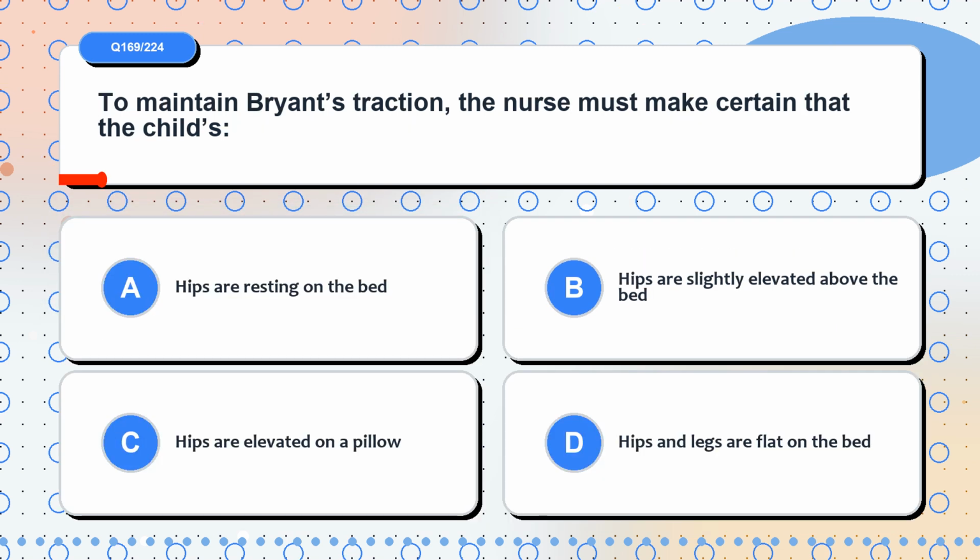Question 169. To maintain Bryant's traction, the nurse must make certain that the child's. Here are the options. Option A. Hips are resting on the bed. Option B. Hips are slightly elevated above the bed. Option C. Hips are elevated on a pillow. Option D. Hips and legs are flat on the bed.